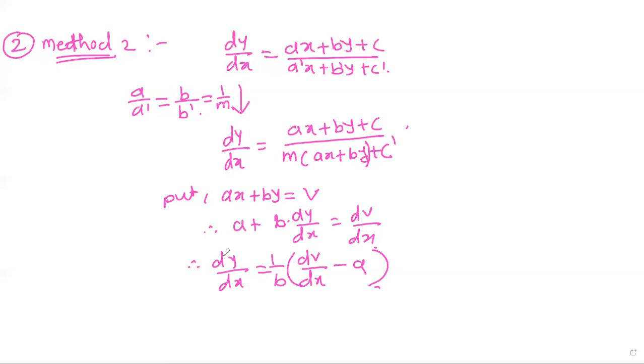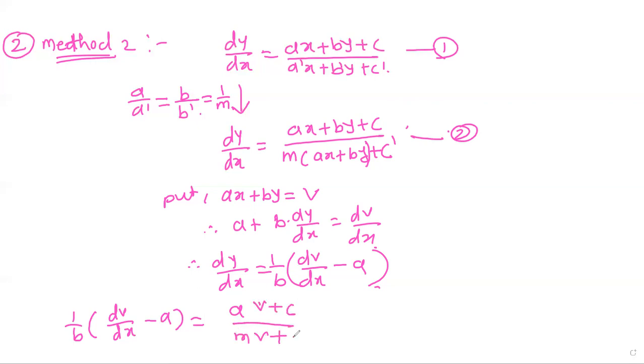You can see here dy by dx becomes... look here at how equation 2 will be. This is your equation 1, this is equation 2. Now you can see equation 2 becomes 1 upon b dv by dx minus a is equal to a into v plus c divided by mv plus c dash. Okay, so you can see here there are only two variables, v and x.